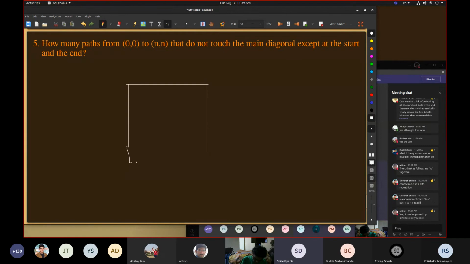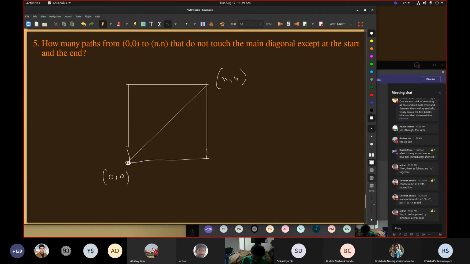Total number minus the ways it is touching. So from 0, 0, we will go to n comma n. This is the main diagonal. And your path will not be allowed to touch this except here and here. So that essentially means that, in any case, the first movement is right and the last movement is up.